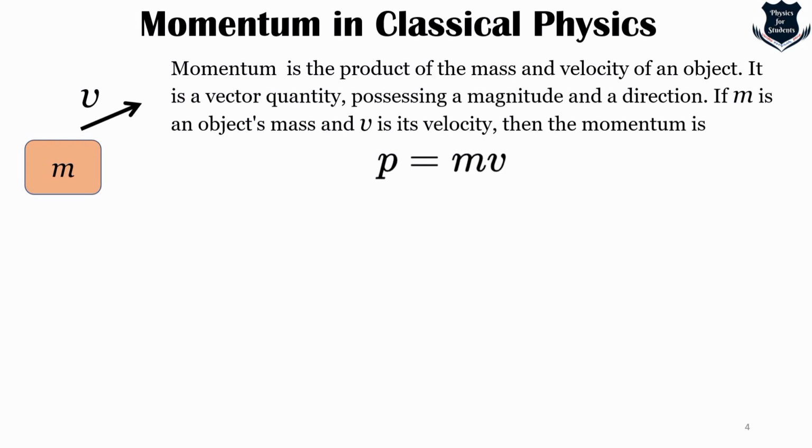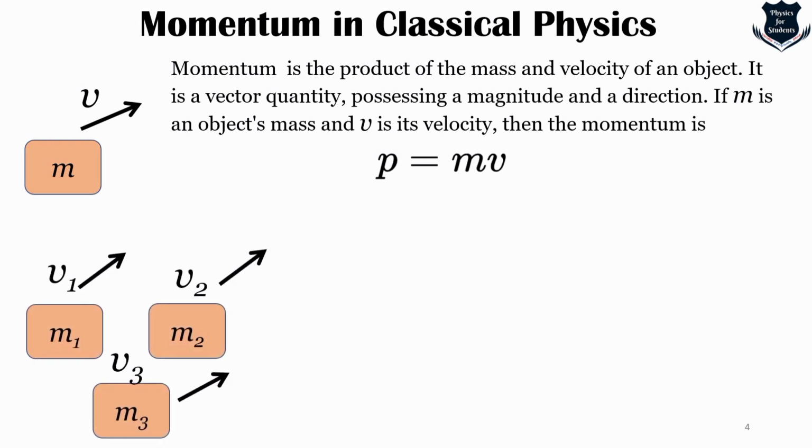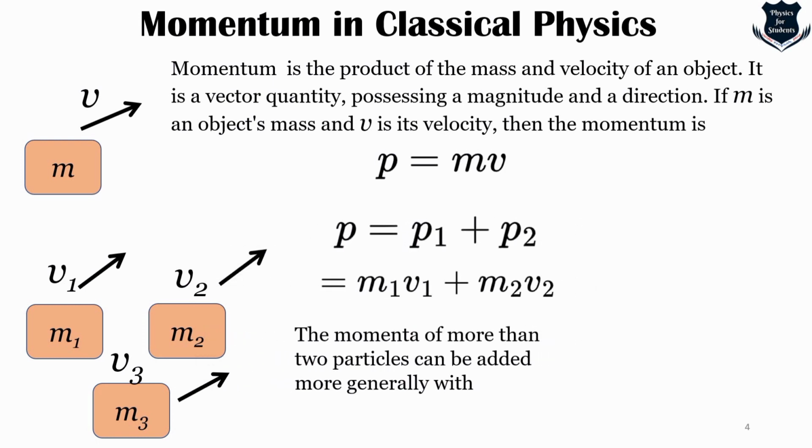Now obviously this figure shows that we are only dealing with one particular mass and velocity, but the momentum of a system of particles, for example m1, m2 and so on, is the vector sum of their momenta. If two particles, for example, have m1 and m2 as respective masses with velocities v1 and v2, then we can do the calculation as m1 v1 plus m2 v2. The momenta of more than two particles, however, can be added more generally using this sigma operator. Now this is the momentum as we know it in classical mechanics, which is mass times velocity.